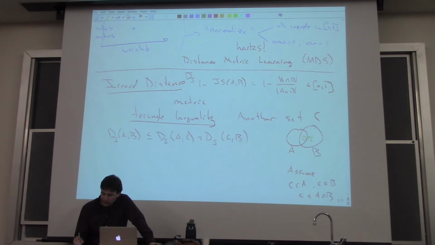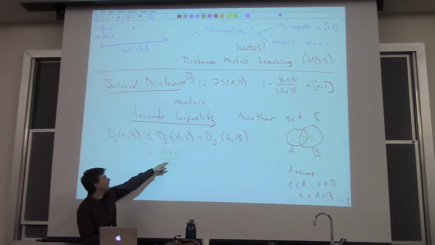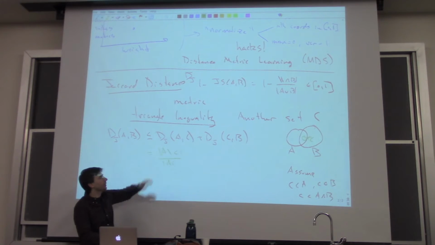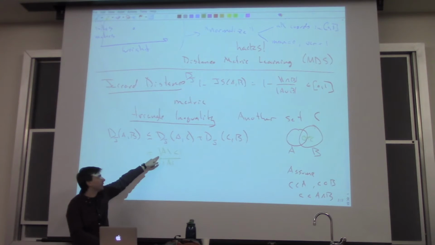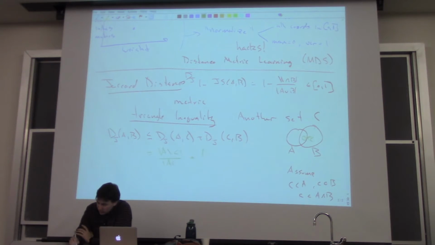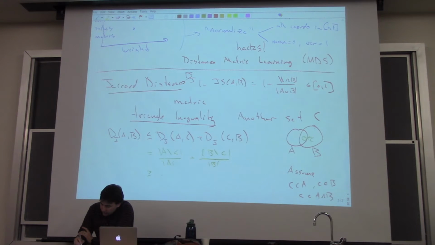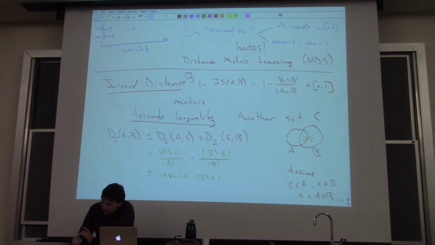So that means that we can write the Jaccard distance, this side is going to be equal to the set A minus C over A, the size of A. This is because the union of A and C is just A, and the symmetric difference, which is 1 minus the intersection, is just going to be the part of A not in C. And this is going to be similarly the set B minus C over the size of B. And this is going to be greater or equal to the size of A minus C plus B minus C divided by A union B.